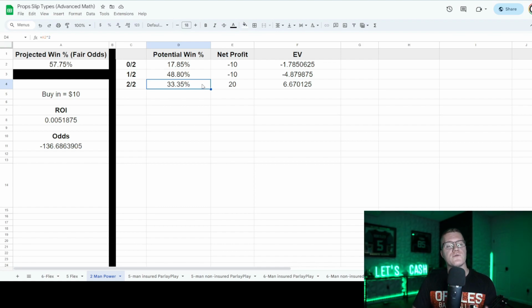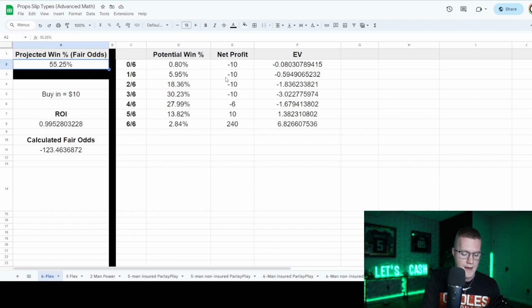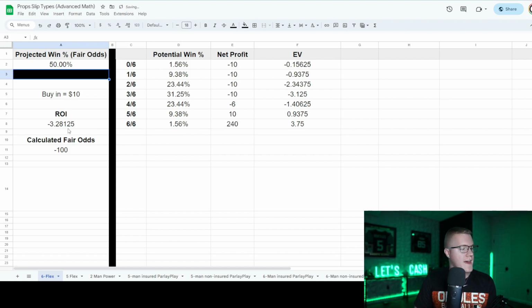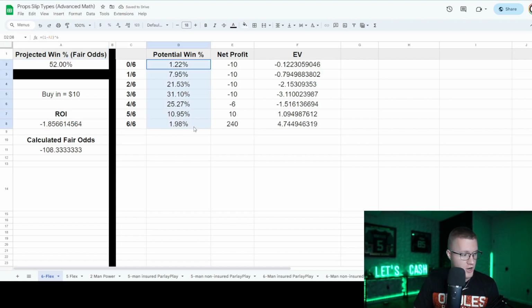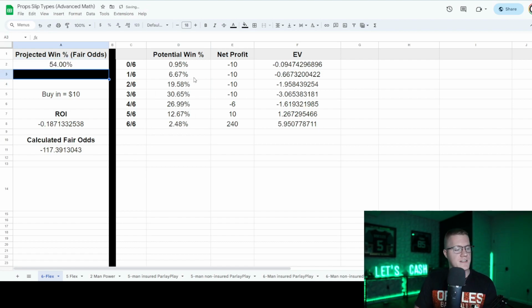Now, why this is really good to know is because we want to know that break-even percentage and how that translates over the 6-flex and 5-flex slips. So let's start out with 6-flex slips. Let's see if I hit at a 50% hit rate, am I going to be profitable? Heck no. Nope, definitely not. How about 52%? Nope. I'm showing you the true percents to hit on going 0 of 6, 1 of 6, given this actual win percentage. What about 54%? We're getting there, but we're still not profitable.